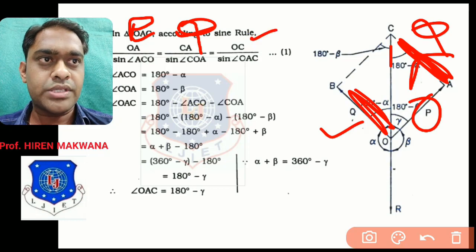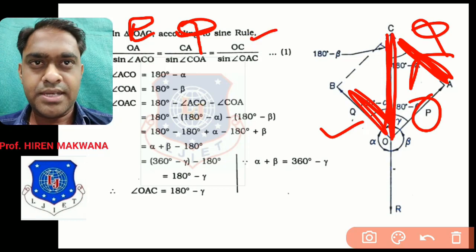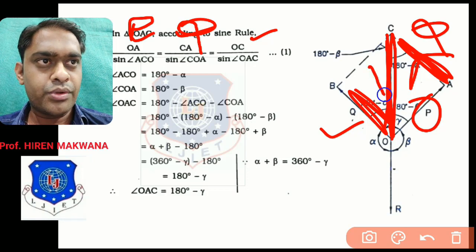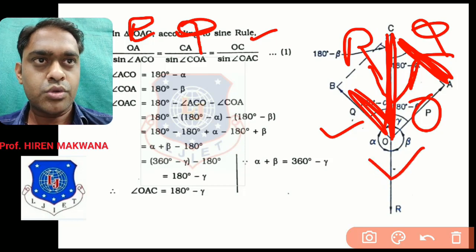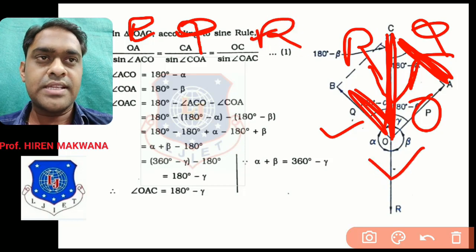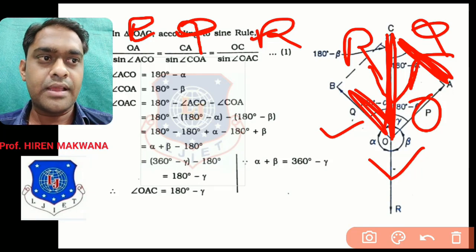And last one is OC. So where is OC? OC is over here. Just remember, I have told you on OC you have to assume force R, which is going actually in this direction, same direction. So OC means force R. So these three sides means three forces P, Q and R.